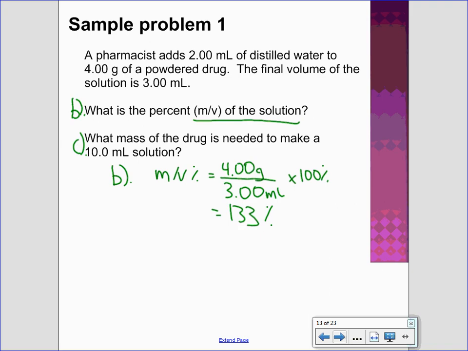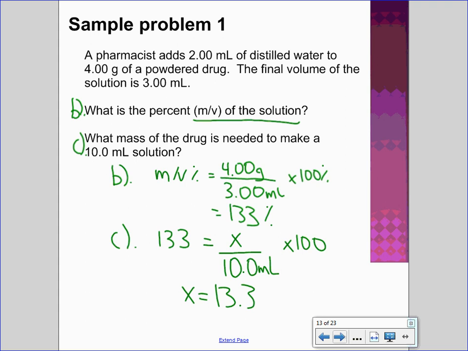In part C, we're asked what mass of drug is needed to make a 10.0 milliliter solution. We know that the mass volume percent of our drug is 133%, which we calculated from our previous question. Within this, we're being asked to figure out what mass of drug we need, so we'll label that as X. And the volume of solution that we want is a 10 milliliter solution. And of course, this is multiplied by 100. So when we rearrange and solve for X, I won't go through the various steps, but we should get a mass of drug needed as 13.3 grams.